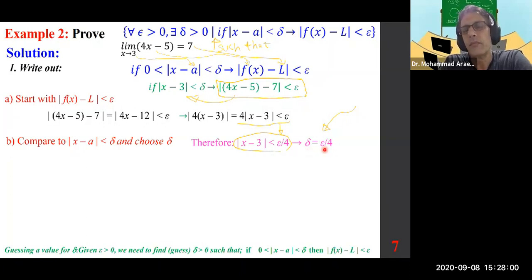So if f of x is within epsilon of the limit, within 1 unit, for example, from the limit, then along the x-axis, x close to a should be within 1/4 of that, 1/4 of 1 or 0.25. Then it will work. That's what it says. Whatever the choice of epsilon is, there is a delta.